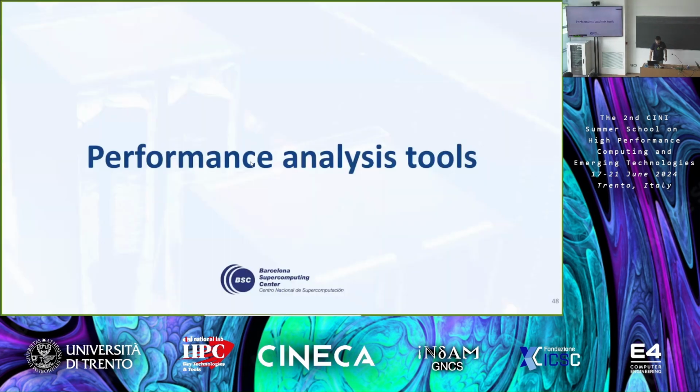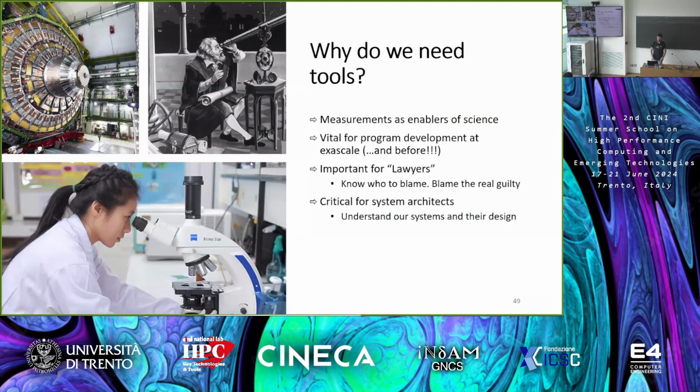Let me introduce for a moment the performance analysis tools, because it's really something that you are going to see later and you will also need this afternoon in the class of Andrea. So let me take it from far away. Why do we need the tools? Because we are doing science. So we want to measure things and we want to be able to repeat experiments, continue measurements, compare the measurements, and understand that we are able to reproduce the result of the experiment that we are doing.